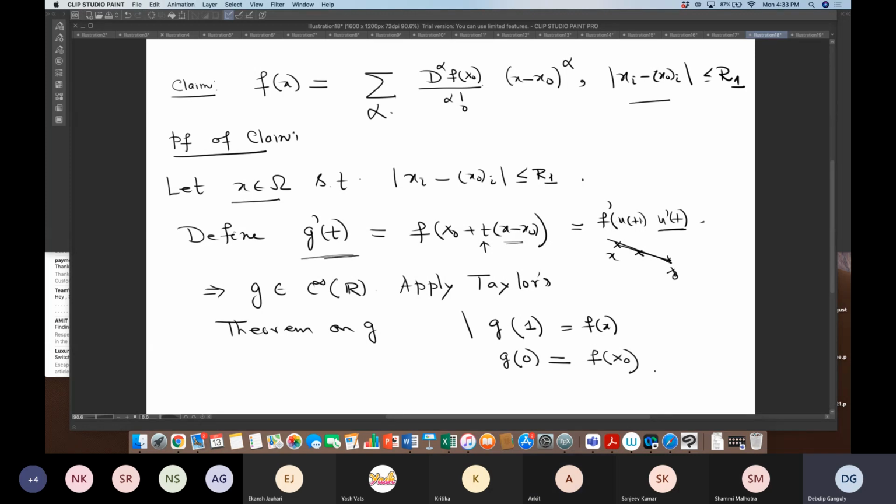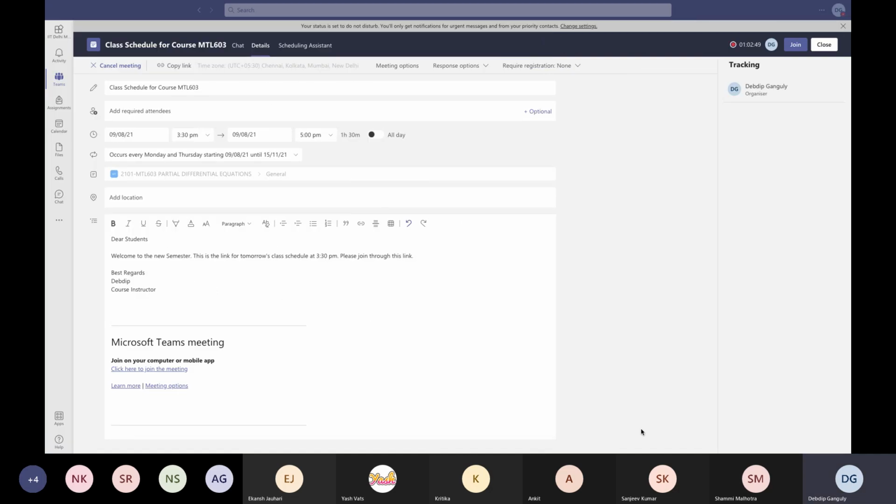And what is f prime of u of t? It has all the possible derivatives. It might have del f by del x1 into x1 minus x1 naught, or del f by del x2 into x2 minus x2 naught. Sorry, del f by del x1, del f by del x2. You don't remember these things? You don't remember the chain rule?